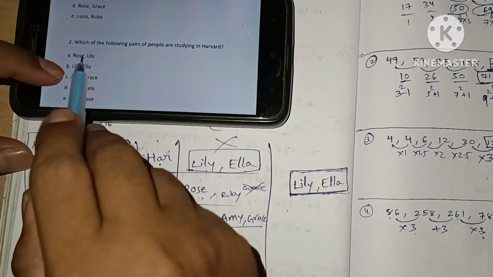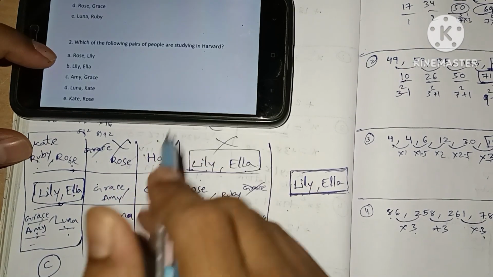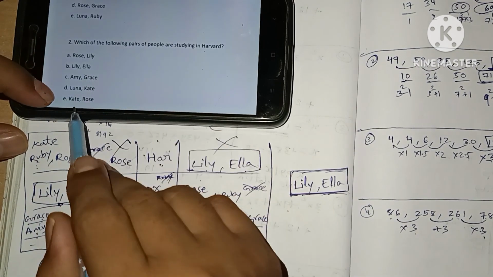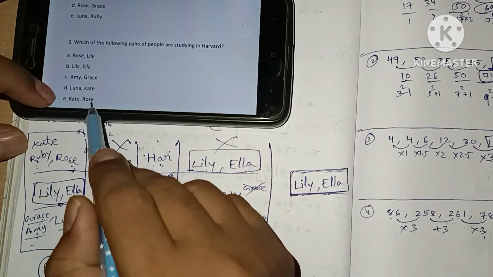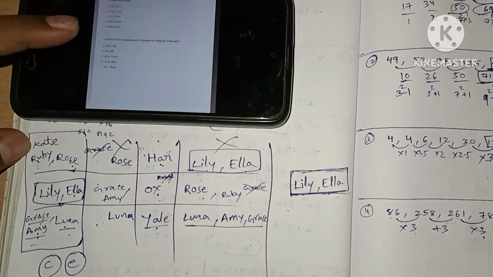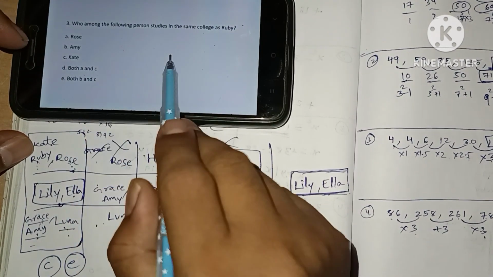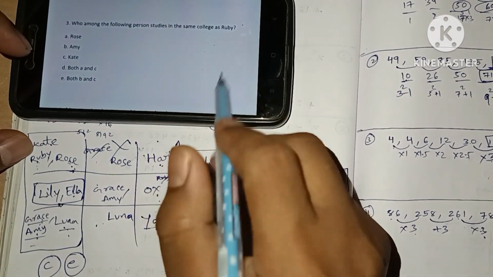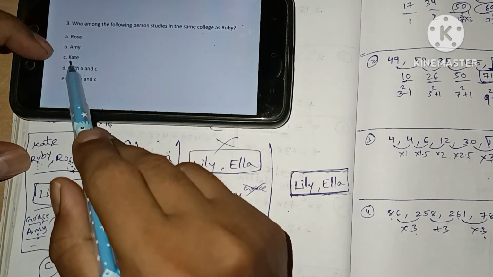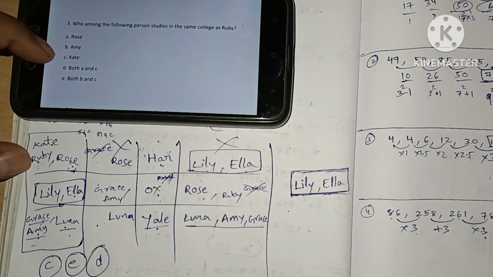Next question. Which among the following pairs of people are studying in Harvard? In Harvard, Kate, Ruby and Rose are studying. So the answer will be option E, Kate and Rose. Okay. Next, third question. Who among the following studies in the same college as Ruby? With Ruby, Kate and Rose are studying. So A and C are studying. So option D is our answer.